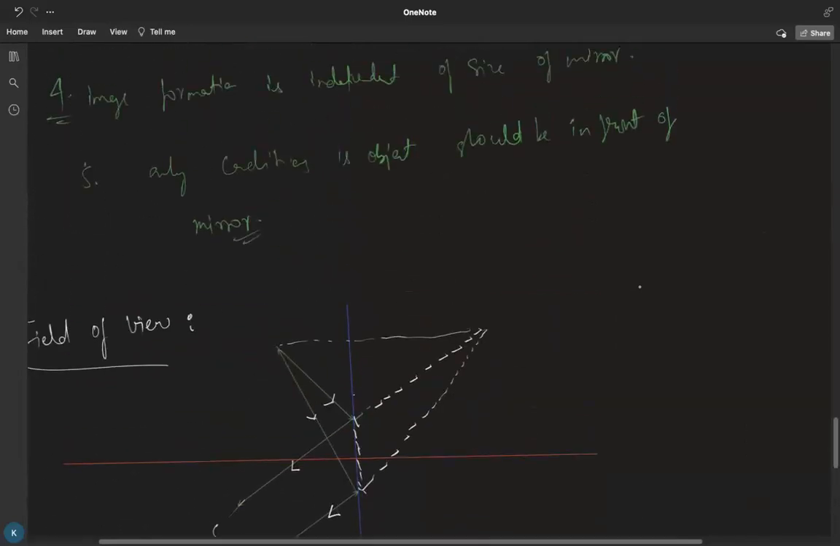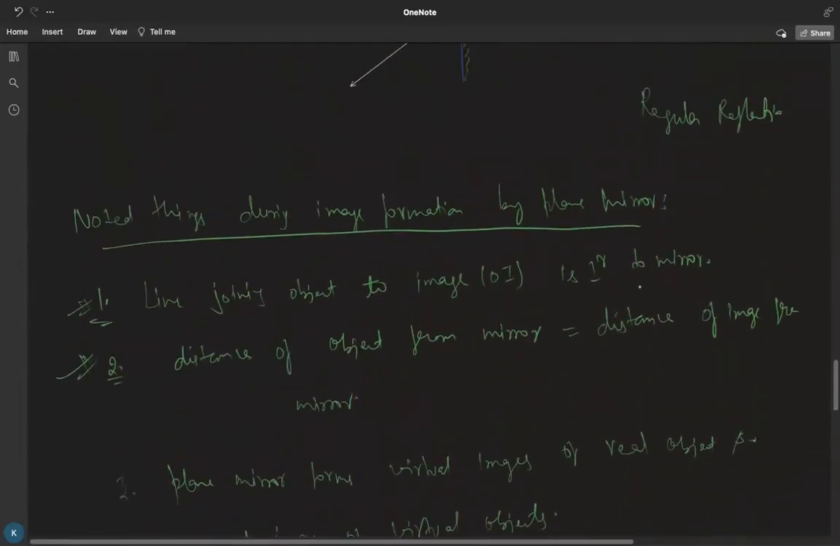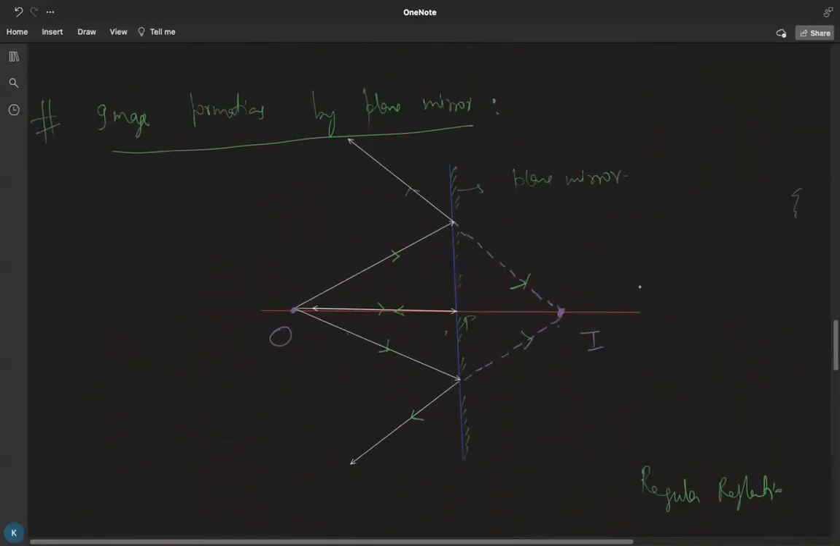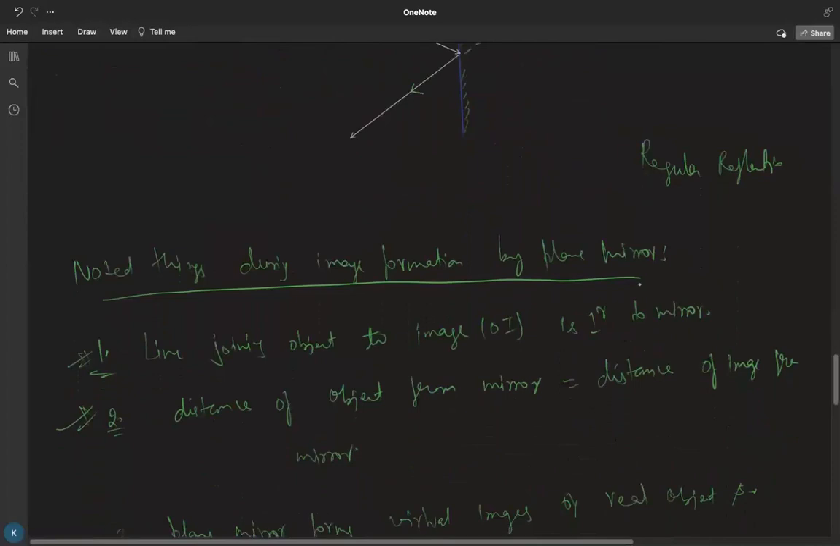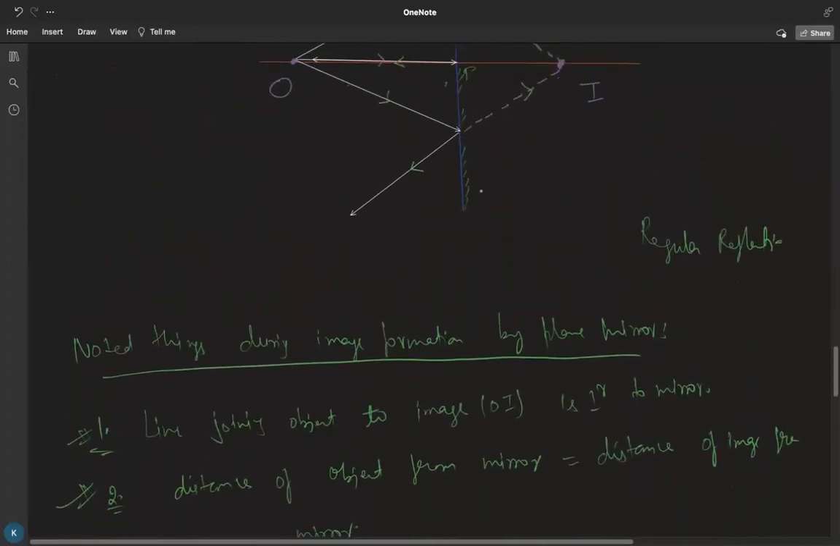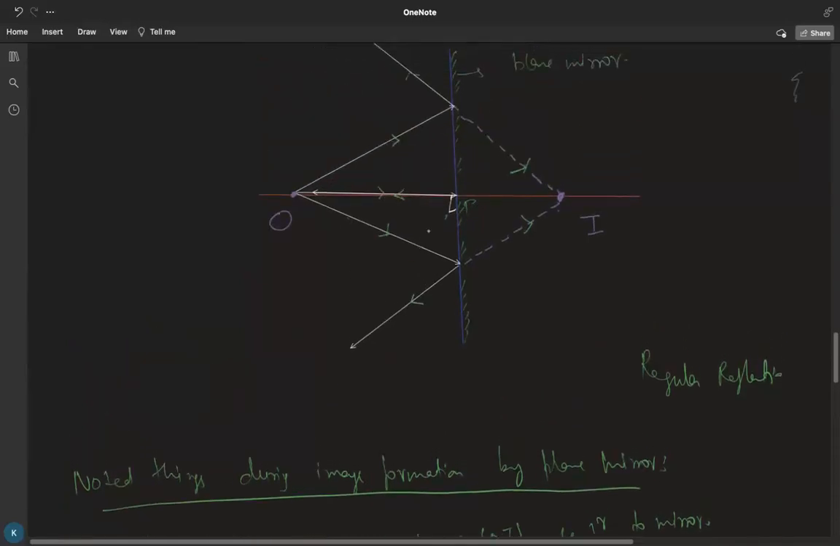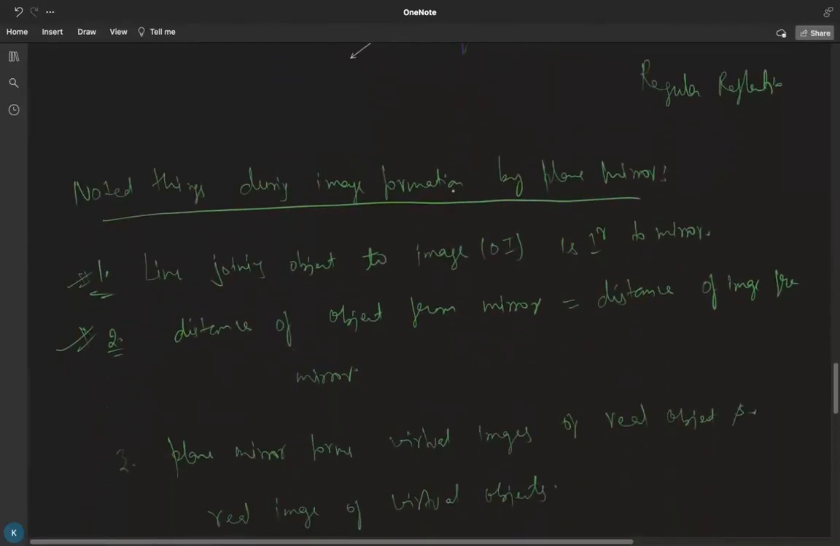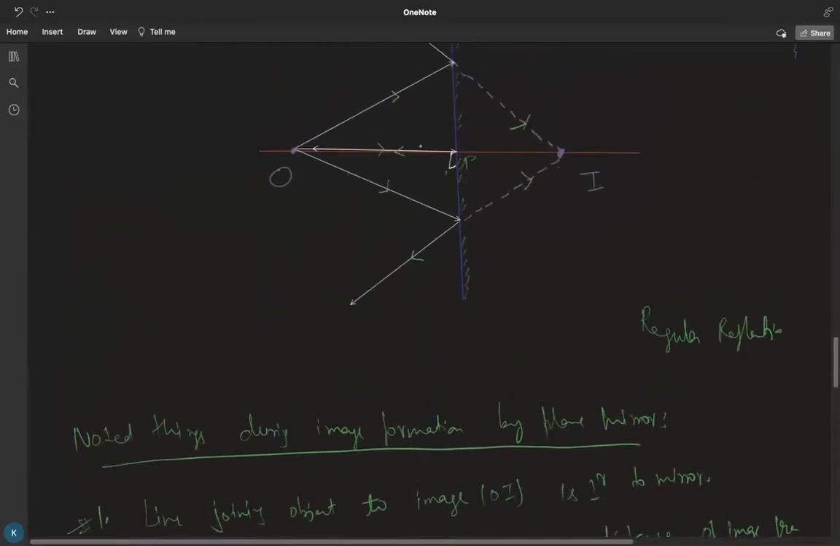Now let me quickly recap the things we have covered. Something that you have to notice when you consider image formation by the plane mirror: the first thing is that the line joining the object to the mirror is perpendicular. You see here, this line is perpendicular, right? The next thing is the distance of the object from the mirror and the image from the mirror is the same. That means this distance is equal to this distance.